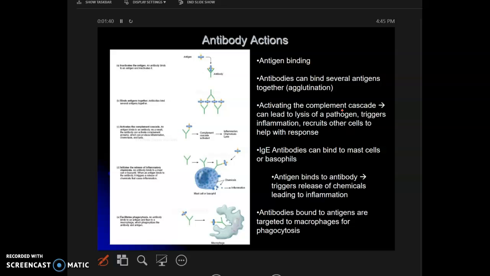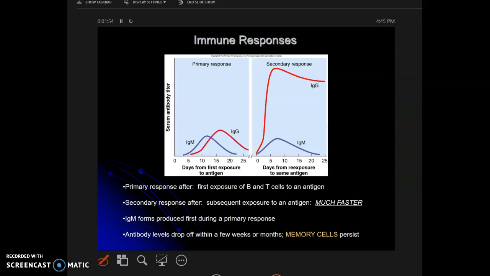IgE antibodies can bind to the mast cells, and they will release chemicals leading to inflammation. And once the antibodies are bound to the antigen, they are targeted by macrophage for phagocytosis, right? This is an important slide.